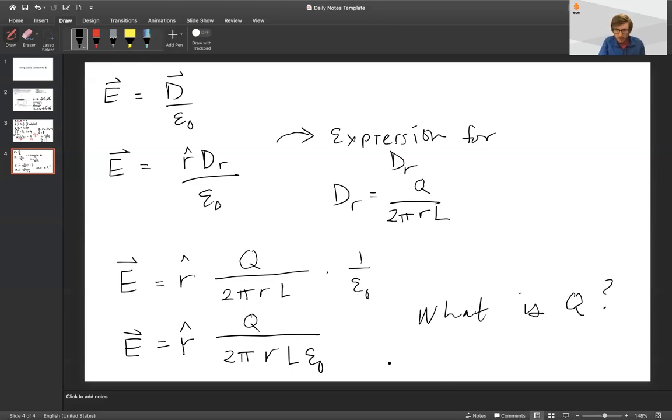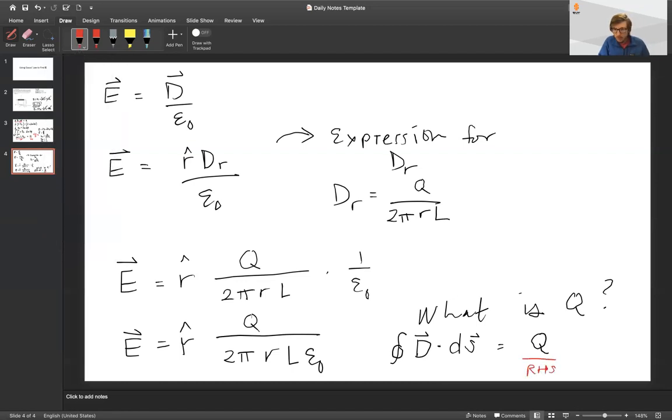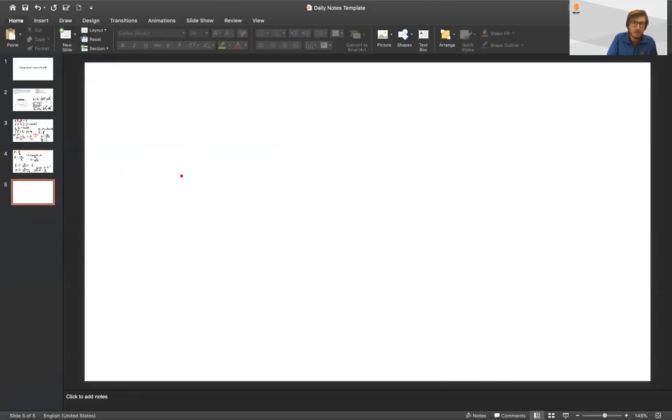And Q, remember, is on the right-hand side of our equation for Gauss's law. So we already solved the left-hand side, and now we just need to solve the right-hand side. Solving the right-hand side means that we're going to need to find the total amount of charge.